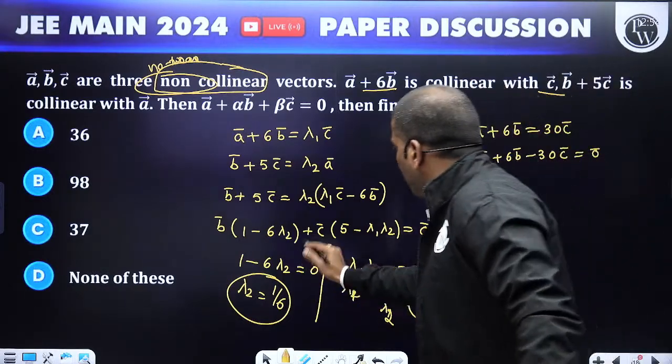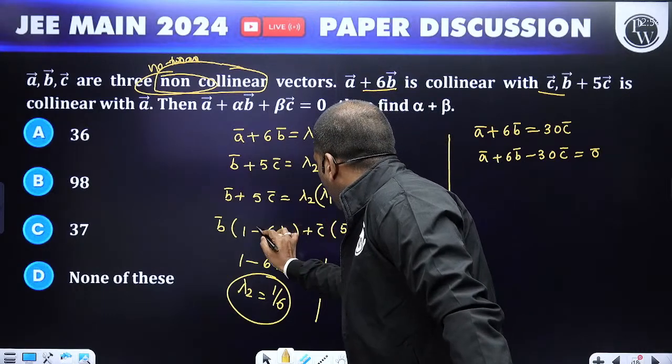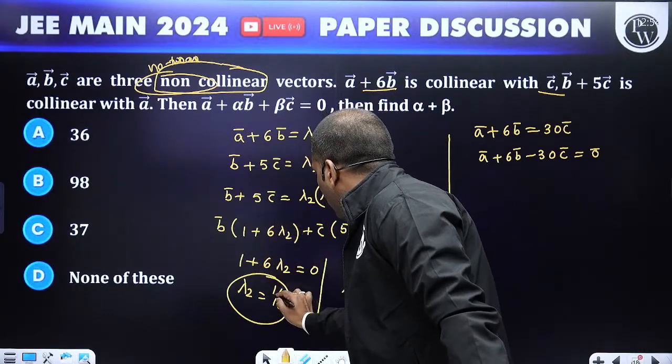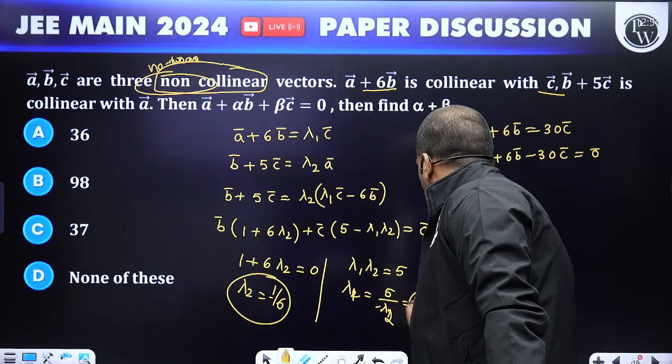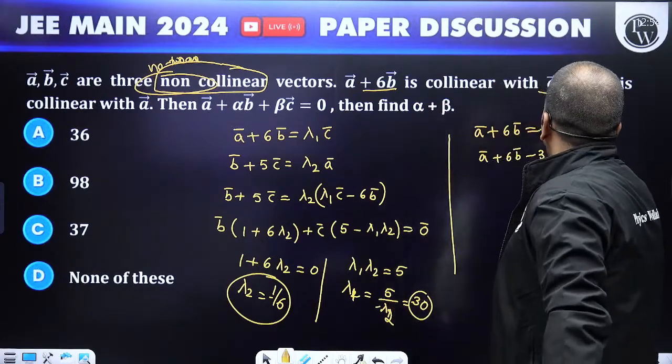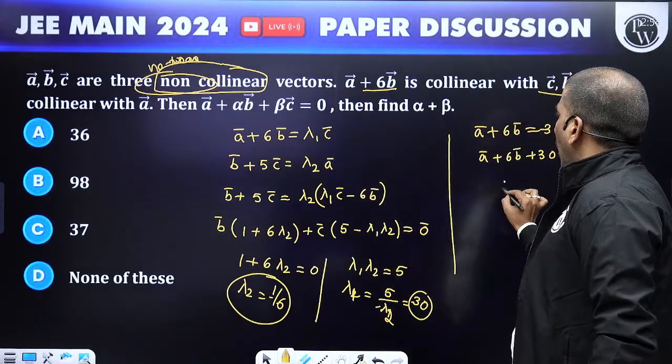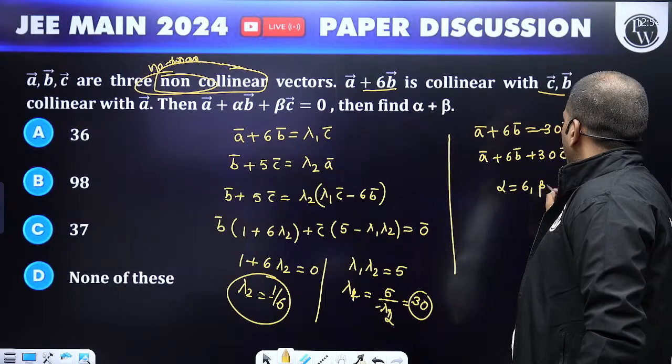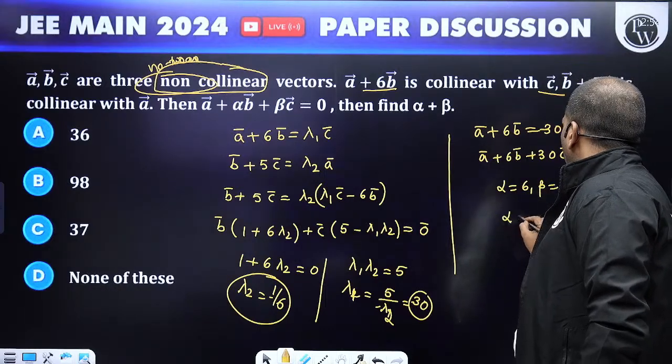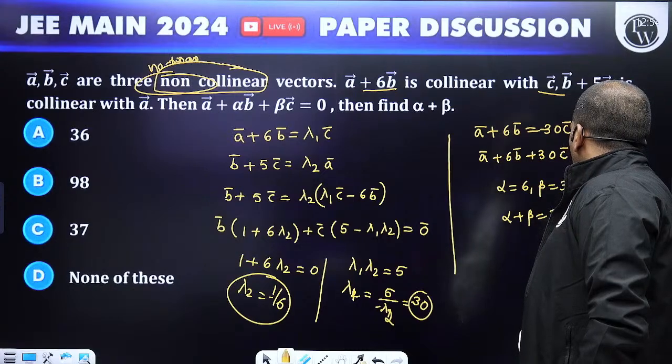But we made a mistake here. This will be 6 plus 6. Here plus, here minus. When it is a minus, it is minus. This is minus, it will become plus. So alpha is 6, beta is 30. Alpha plus beta is 36.